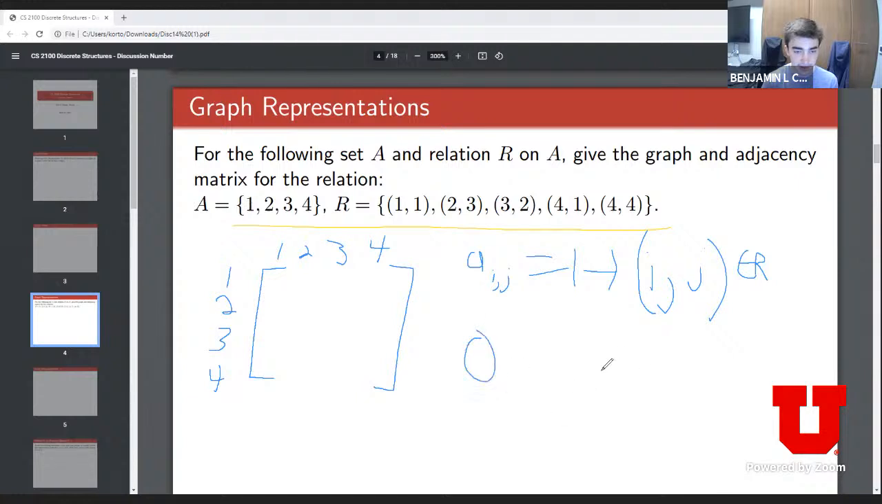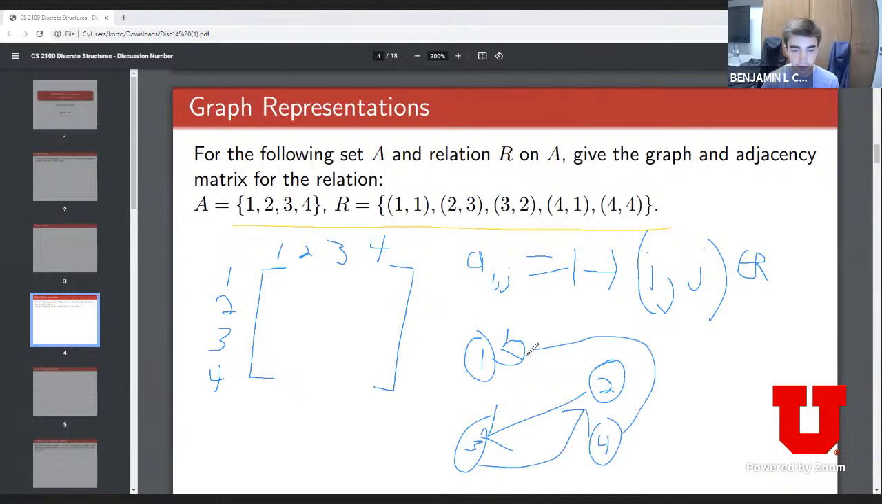So our graph is going to look something like this. We have 1, 2, 3, 4. 1 relates to itself. 2 relates to 3. 3 relates to 2. 4 relates to 1. And then 4 also relates to itself.